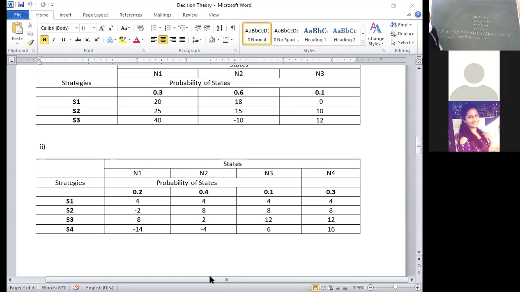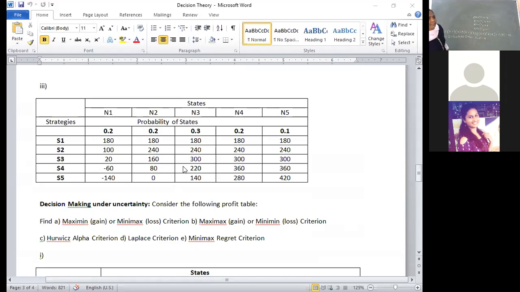Okay. This way, we have to solve the third problem also. Everybody try it out. Third one. Who has completed the second one? Calculate the third problem. Here 5 strategies are given. 5 states of nature are given.